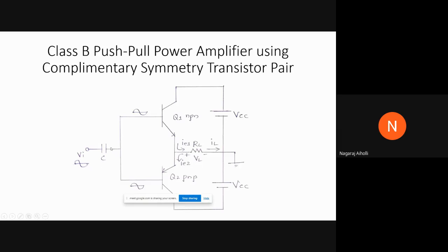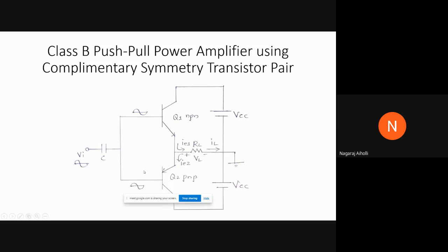When the input signal is applied, it is available at both the transistors, as we can see here. For the positive portion of the input signal, the transistor Q1 will be forward biased, because P is connected to positive and N to negative. Hence the emitter base junction, the PN junction of the NPN transistor, is forward biased and the Q2 transistor is reverse biased. So Q1 will conduct and the current IE1 will flow into the circuit.